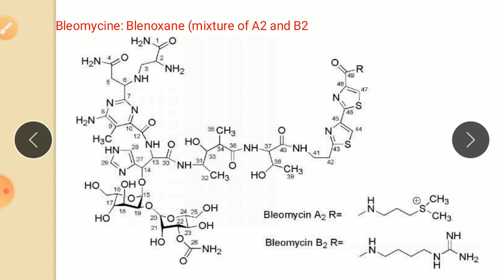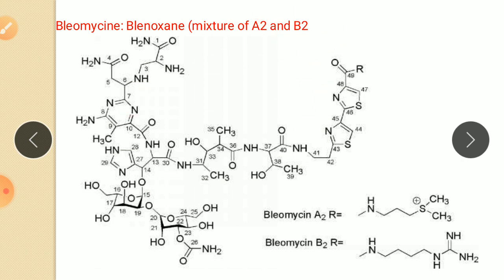Of these fractions, A2 appears to be the most important as an anti-neoplastic agent. Bleomycin is an antibiotic obtained from a microorganism. Three different fractions are isolated from this microorganism, but the important mixture is called Blenoxane, which is a mixture of bleomycin A2 and bleomycin B2. So this is the structure of bleomycin.